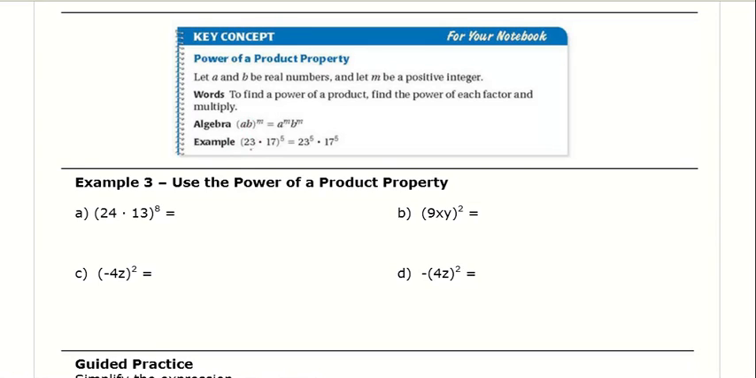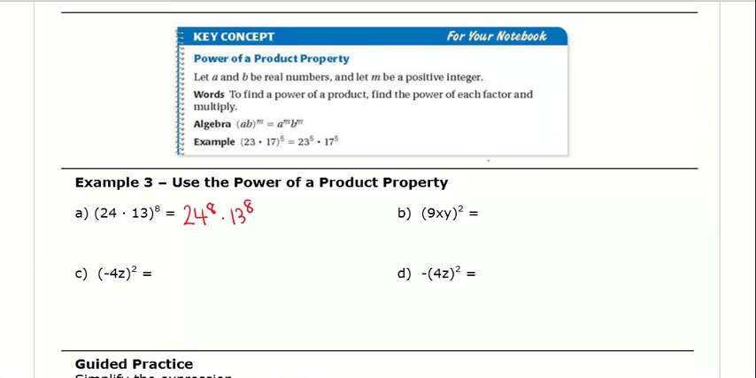In numbers, if it's 23 times 17 to the 5th power, we can break it up and say 23 to the 5th times 17 to the 5th. Once again, not going to make you calculate that. So in example 3, we have a product, we have a power. We're going to do power of a product property. So 24 to the 8th times 13 to the 8th. And that's it.